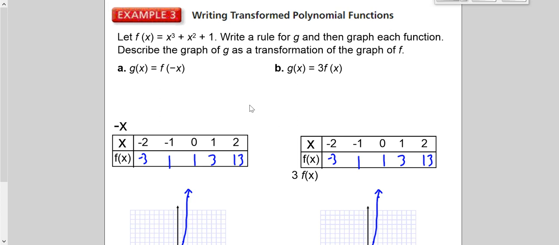All right, let's look at how to set these up. If f of x is x cubed plus x squared plus 1, write a rule for g, and then graph each function. Describe the graph of g as a transformation of the graph of f. What does multiplying just x by a negative do? Multiplying by a negative gives you a flip, also called a reflection. All the other ones we had were up front, and those were over the x-axis. This one's inside, so that's a reflection over the y-axis.